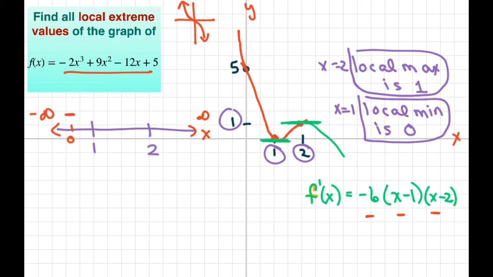And between 1 and 2, we're going to have to substitute in like 1.5. So this would be negative, this would be positive, this would be negative. So 2 negatives here will make a positive and a positive. So this is going to be positive. And if you substitute in 3, you're going to get negative for your 6, 3 minus 1 is positive, 3 minus 2 is positive. So this is going to be negative.